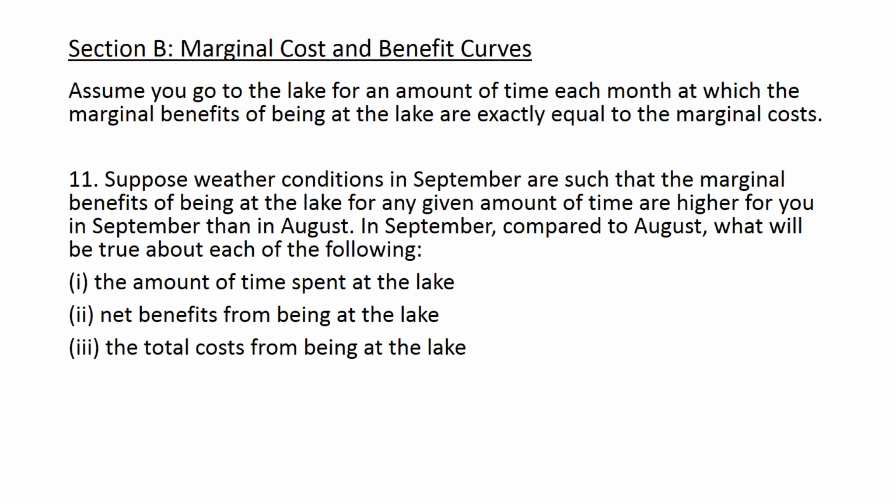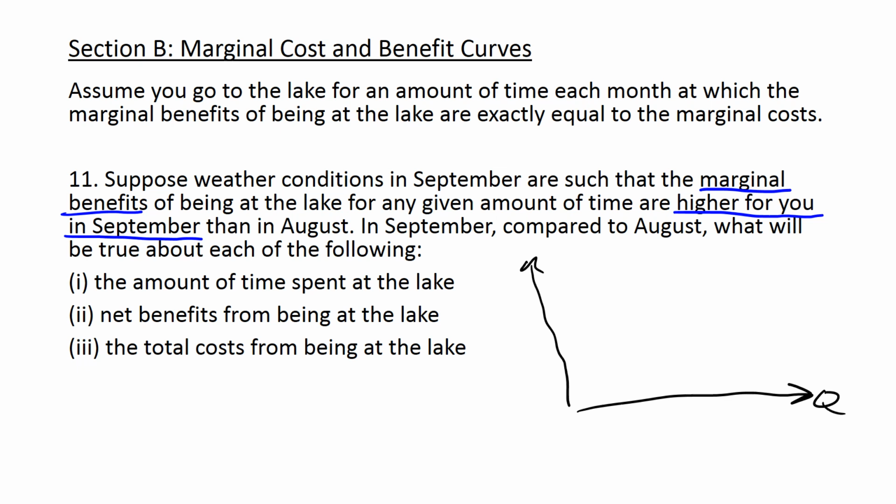So in this section, we're going to be drawing some graphs and seeing how the shifts in our curves impact our decisions. So in this set of scenarios, we're deciding about how much time to spend at the lake. Question 11 says, weather conditions in September are such that the benefits of being at the lake for any given amount of time are higher for you in September than in August. So the marginal benefits are higher in September than in August. So the benefits have gone up that month. And so what's true about each of the following? So let's sketch a graph.